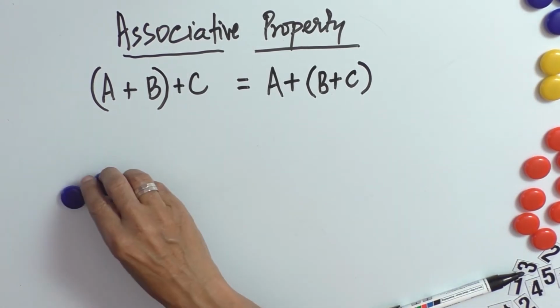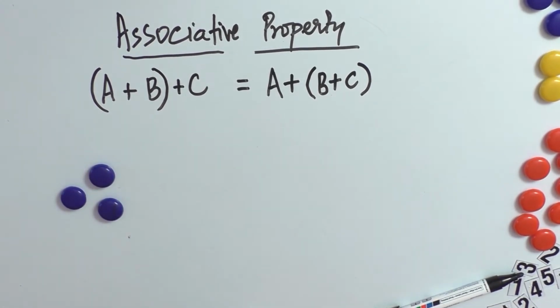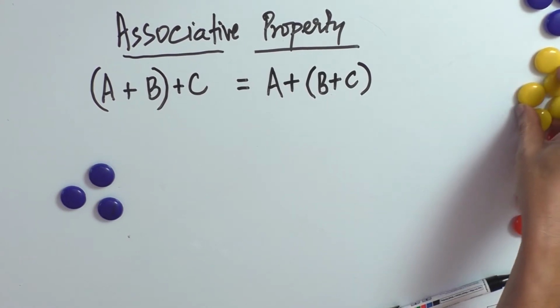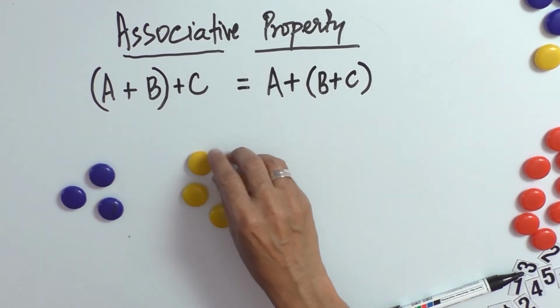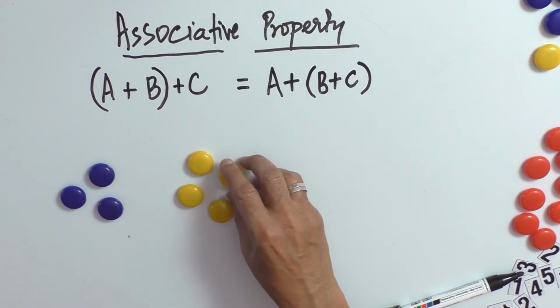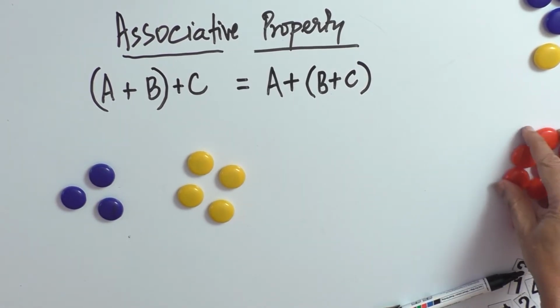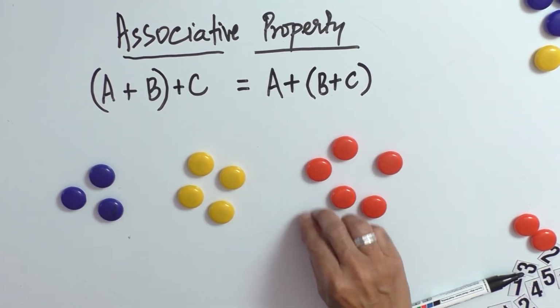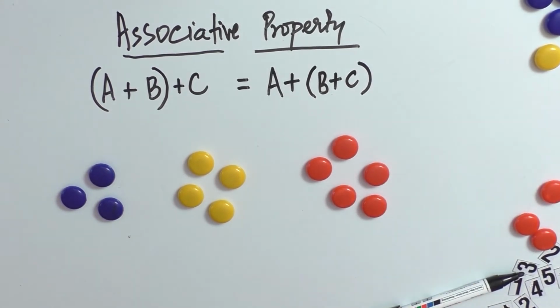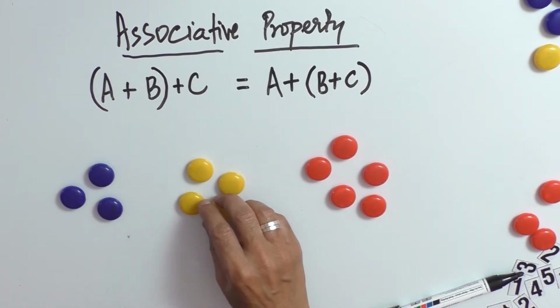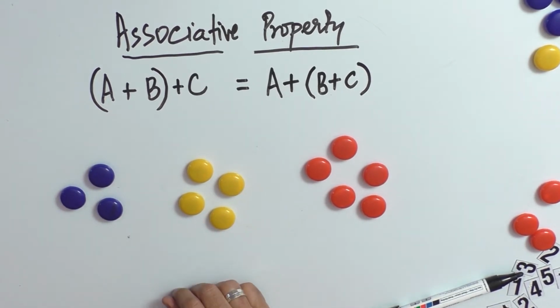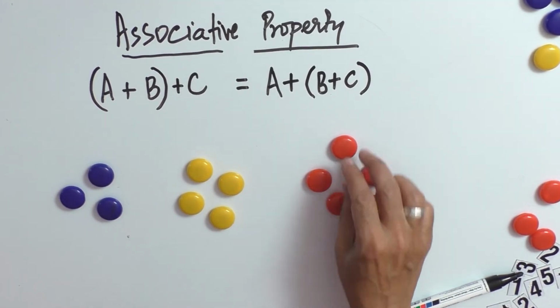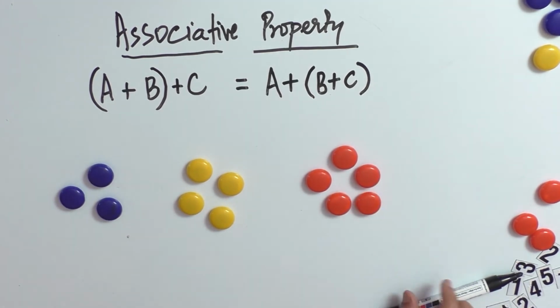Let us take 3 objects in set A and 4 objects in set B, right? And 5 objects in set C, right? So what we have done, we have taken 3 blue color objects in set A, 4 yellow color objects in set B, and 5 red color objects in set C.